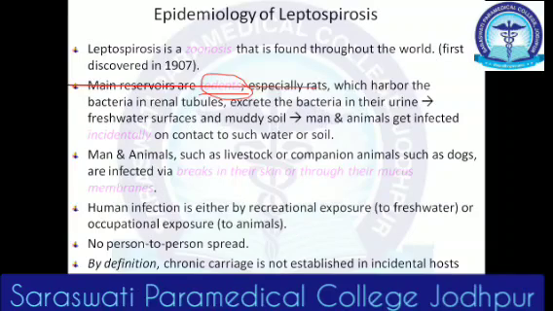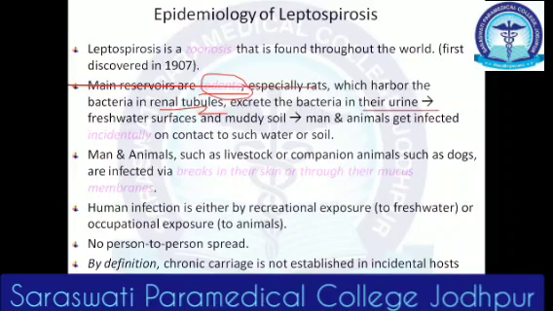Especially rats, which harbor the bacteria in their renal tubules and excrete the bacteria through their urine. When we live in unsanitary conditions with heaps of garbage, rats come and urinate on them. If we have any contact with that rat urine, or if a rat urinates in water and we drink that water, the infection can be transferred to us, and also to other mammals.